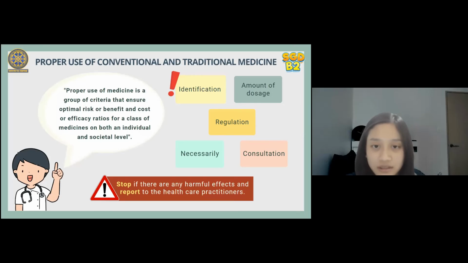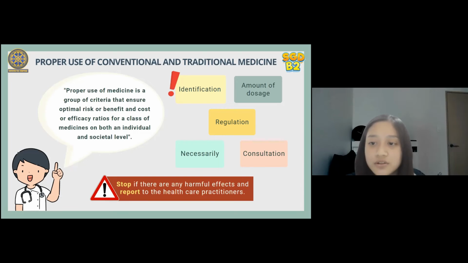Now I will explain about the proper use of conventional medicine and traditional medicine. Proper use of medicine is described as a group of criteria that ensure optimal risk or benefit and cost-efficacy ratio for a class of medicines on both an individual and societal level. The proper ways to use traditional medicine include proper identification of the medicinal plant in a traditional medicine. Check if there are any regulation or information about the traditional medicine that you will be using.